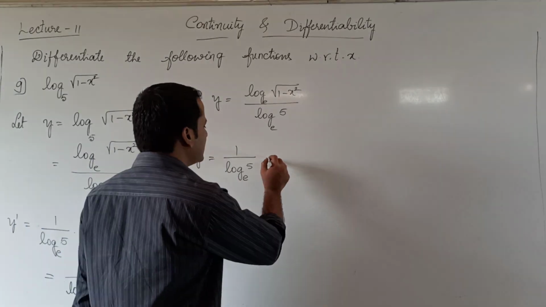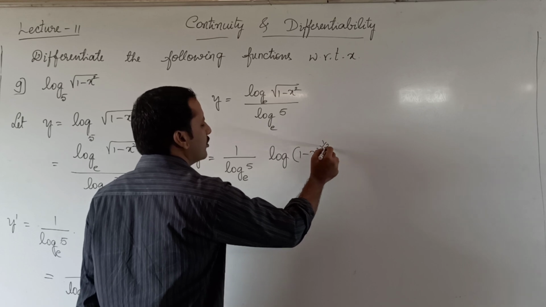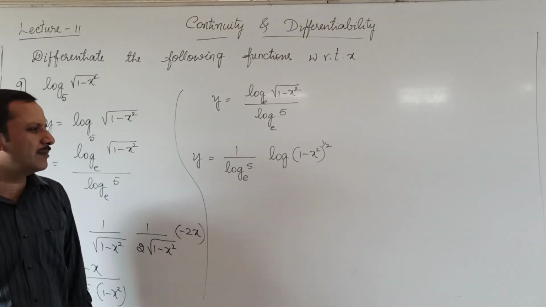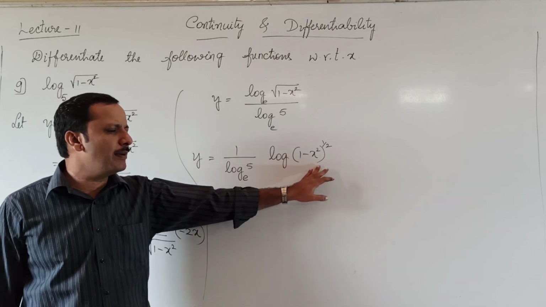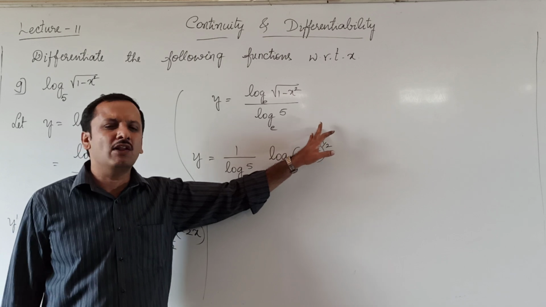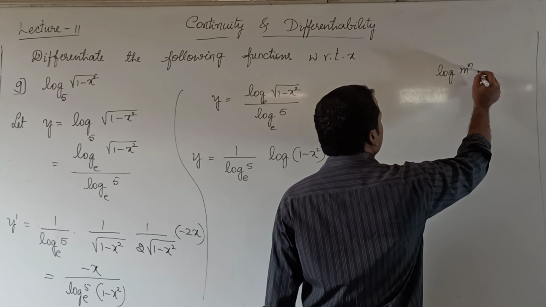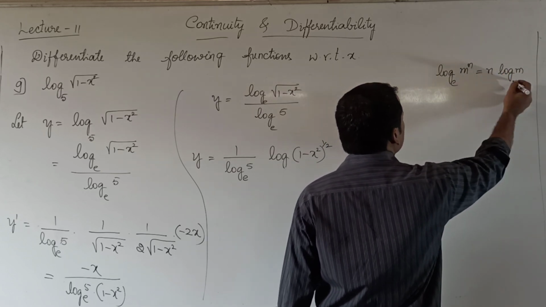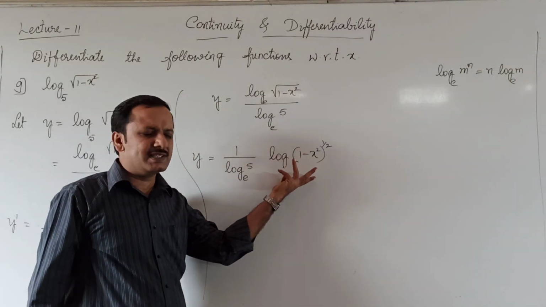Here log root 1 minus x square is there now. That is nothing but log 1 minus x square to the power 1 by 2. Root 1 minus x square, I am writing it as log 1 minus x square to the power 1 by 2. Now this is of the form log m power n. Log m power n can be written as n log m. This is the formula. Log m power n is equal to n log m. You can write any base, base a, b, c, d, whatever you want. Here the base I have not mentioned, which means the base is e.